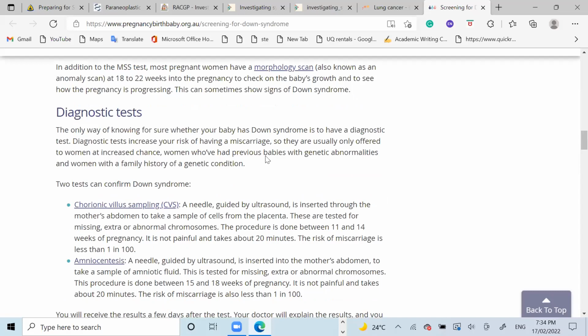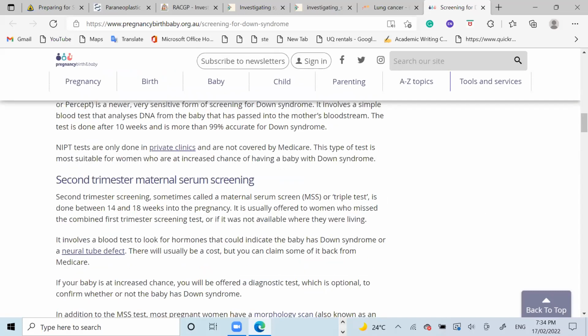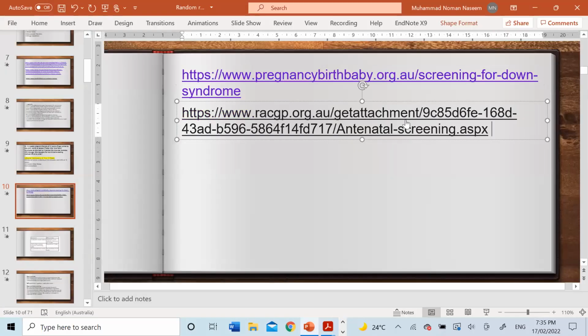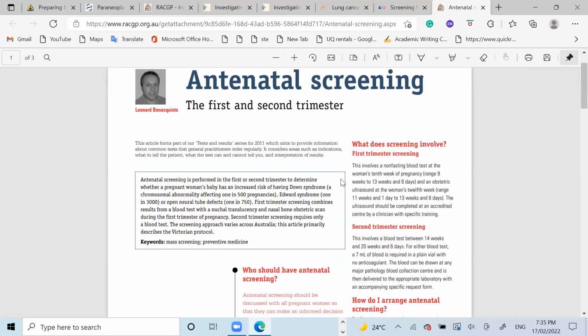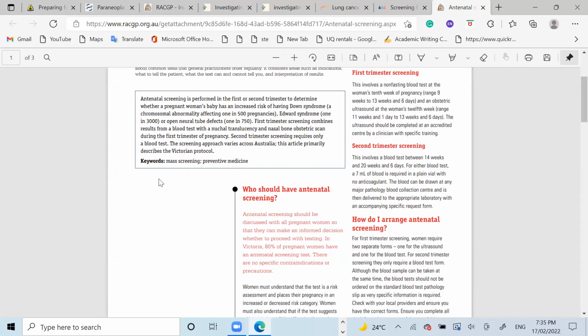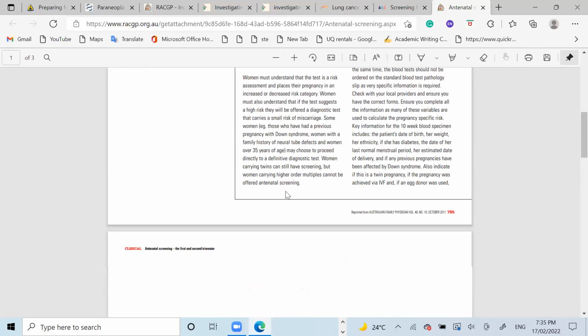All right. So this is the Down syndrome screening from Health Direct. You can also check it over here from the RACGP. Same information, but in medical jargon. So first trimester screening, we have already discussed, is done near 9 to 13 weeks, and we do an ultrasound to check the nuchal translucency, and we also check for the blood serum markers. In the second trimester screening, the blood serum markers of the mother are also combined with the morphology scan near 15 to 18 weeks. All right, same thing is written over here.